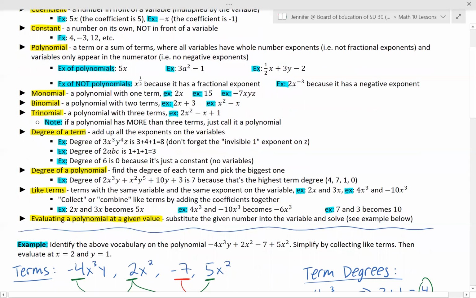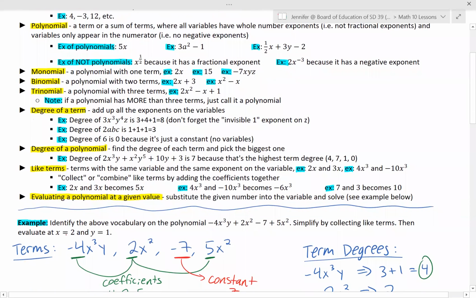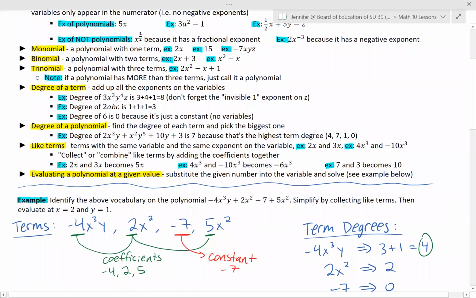So bringing all of this recap together, we want to identify the above vocabulary on this polynomial, then simplify it by collecting like terms and evaluate it at x equals 2 and y equals 1. So first, I'll list all the terms. We have 4 terms here in total, which I've listed here, whatever is separated by the addition or subtraction.